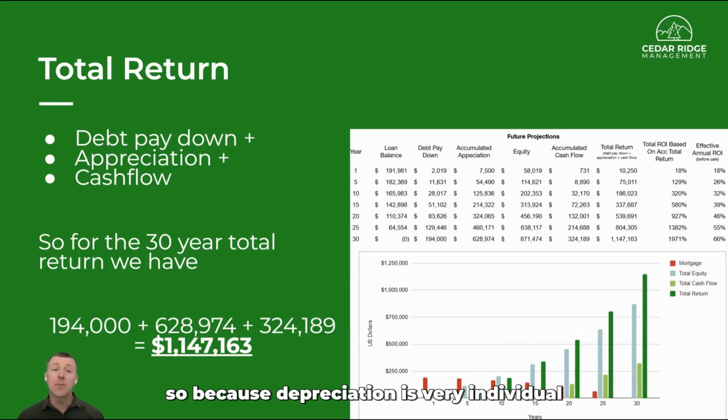So because depreciation is very individual, we're just going to look at debt pay down, appreciation, and cash flow in this example.